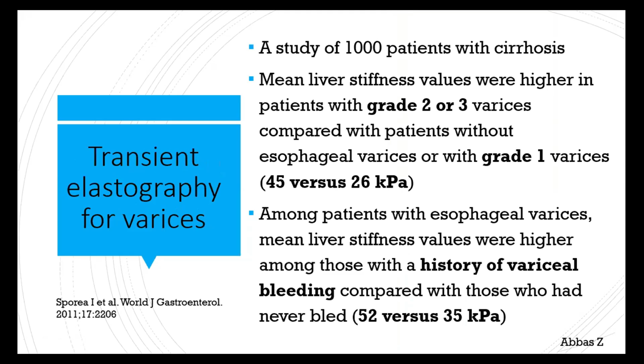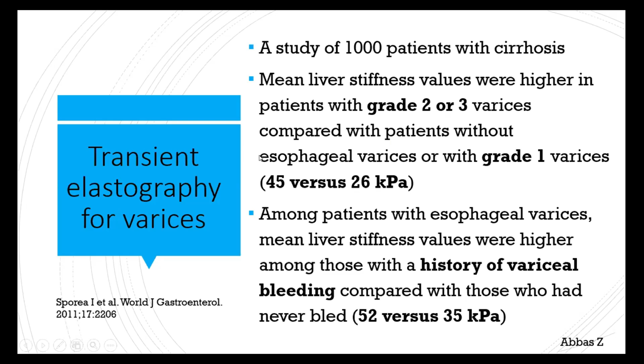So this is a study of 1,000 patients with cirrhosis. This study shows that if there are grade 2 to 3 varices, then the value of elasticity would be much higher as compared to the smaller varices, the grade 1 varices. So 45 kilopascal was the average for grade 2 to 3 varices, and for the smaller varices, this was 26 kilopascal.